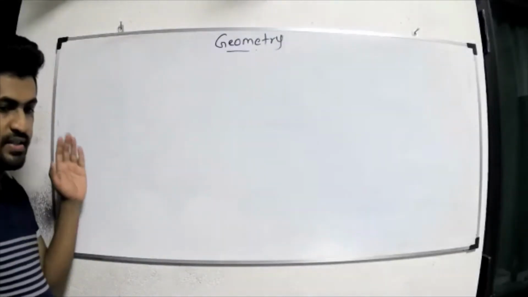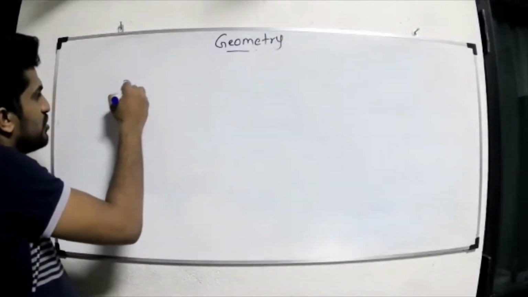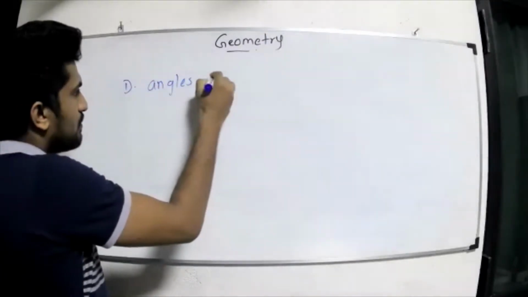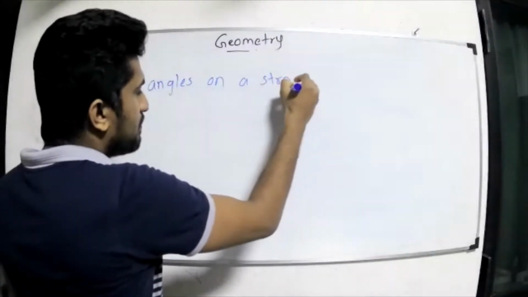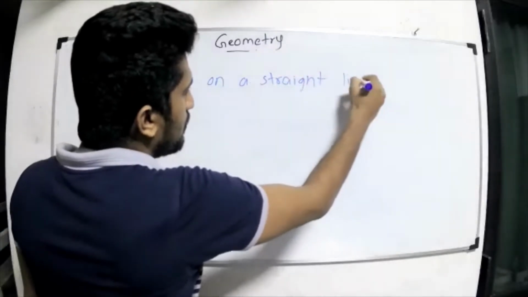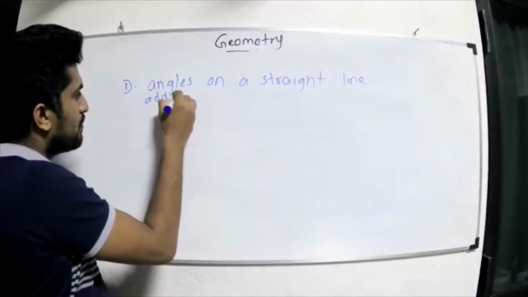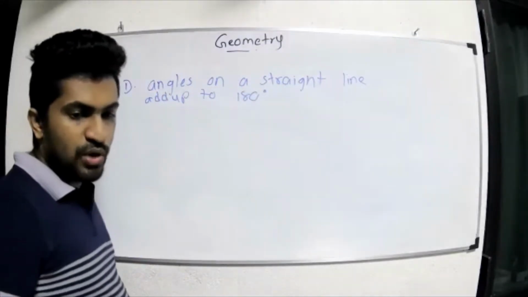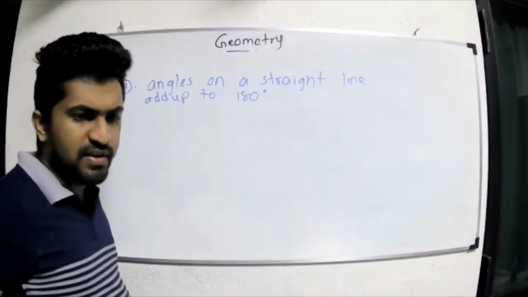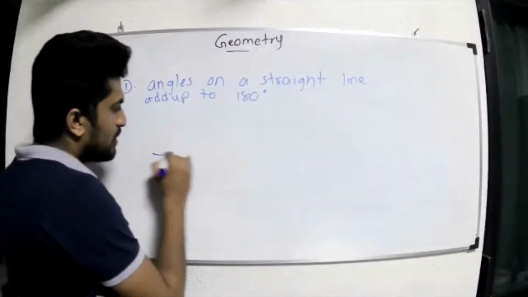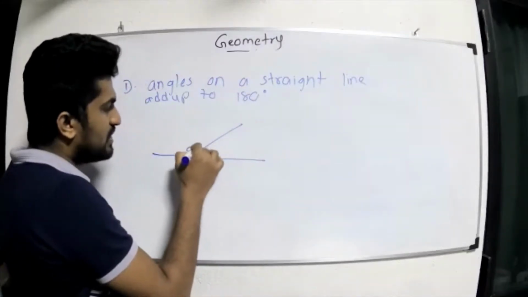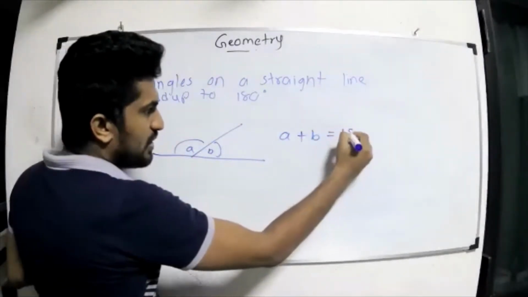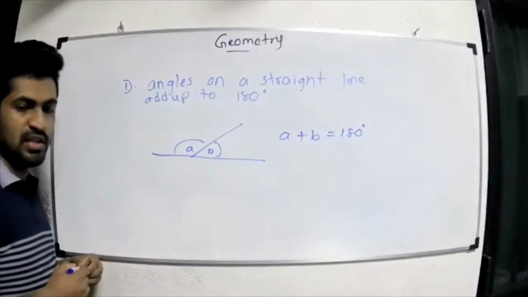In grades 7, 8, 9, you learn the first geometrical theorem: angles on a straight line add up to 180. This is the first geometrical theorem you have learned, from grade 7. So if this is A, if this is B, you can write A plus B equals 180. This is the first geometrical theorem.